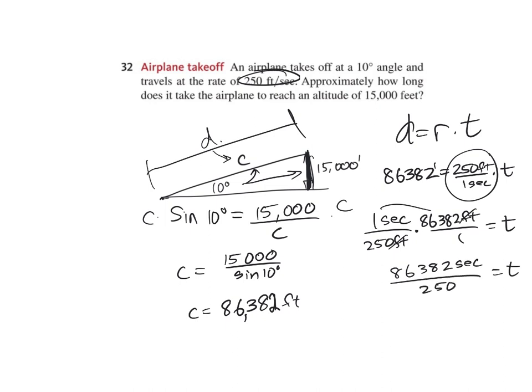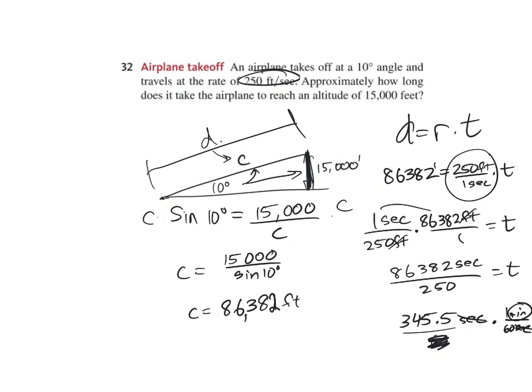So now what is that? 86,381.55724 divided by 250. And that gives us 345.5 seconds. But that really doesn't tell a lot of us anything. So we're going to divide it by 60 to put it into minutes, because 1 minute is 60 seconds. If we multiply that ratio together, the seconds act like units, they reduce out, leaving our new unit of measure of 1 minute.